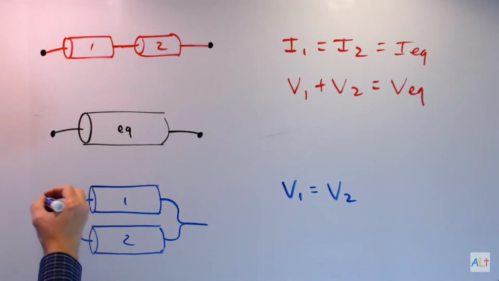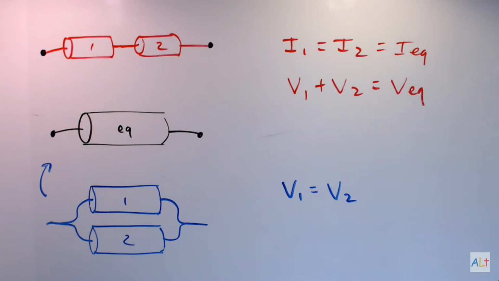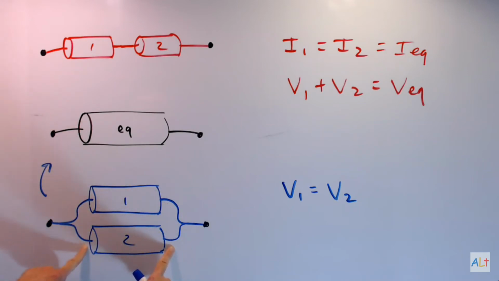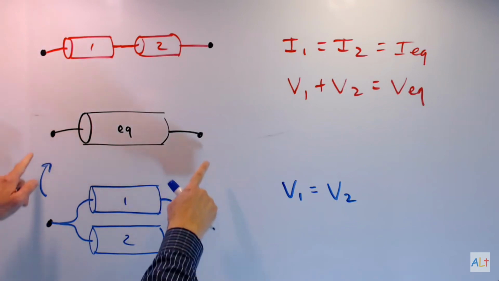We can play the same kind of game with elements in parallel. This is equivalent to that. That's equivalent to that. And we can see clearly that the potential difference from here to here is the same as from here to here, which is the same as from here to here, which is the same as that.